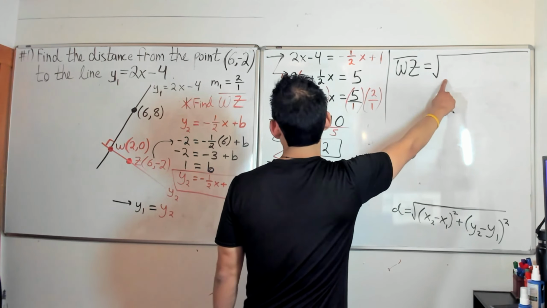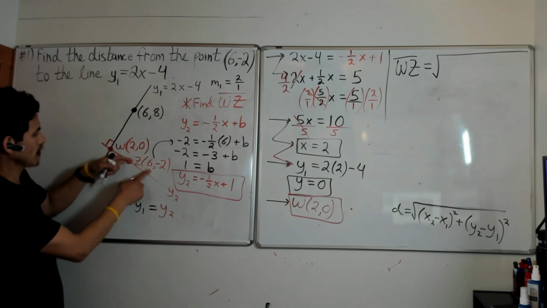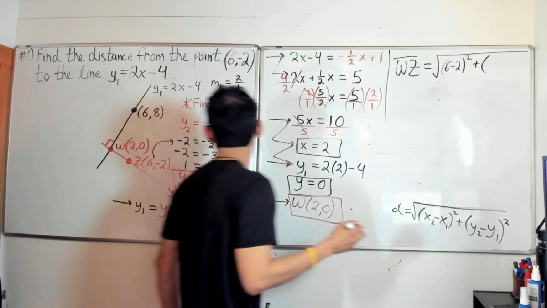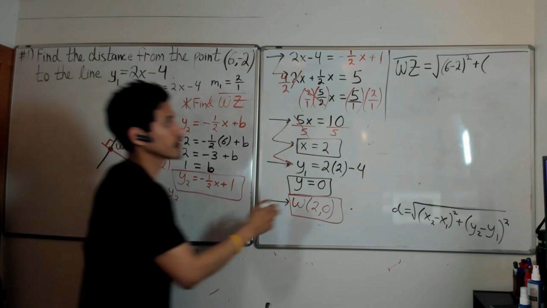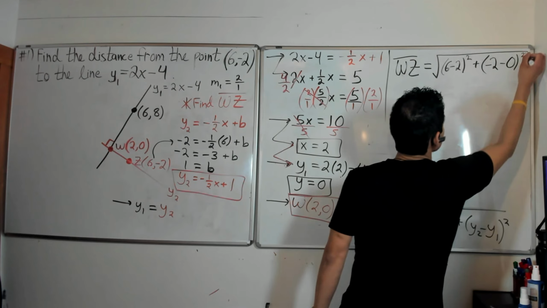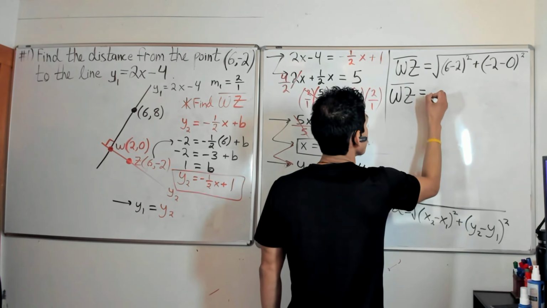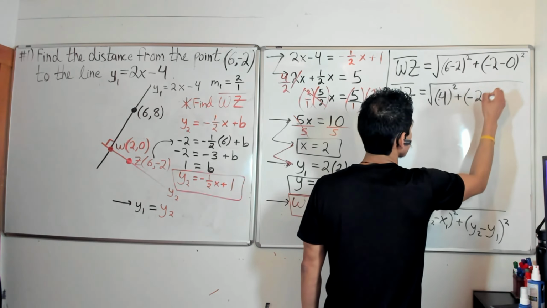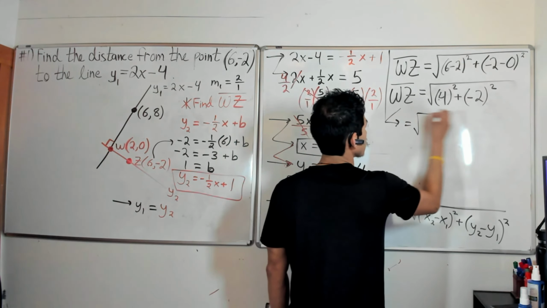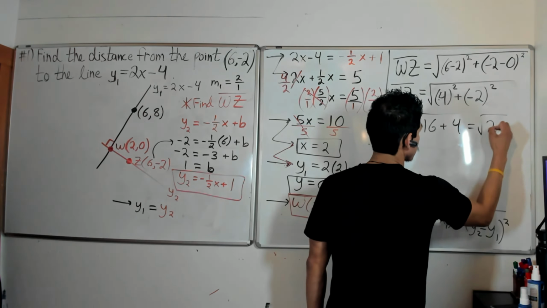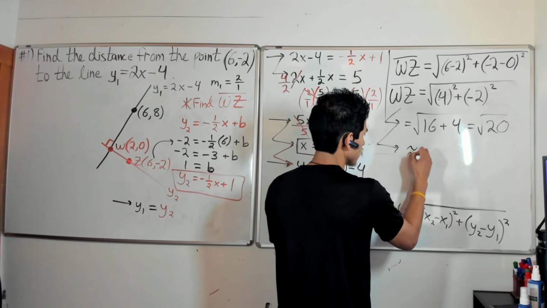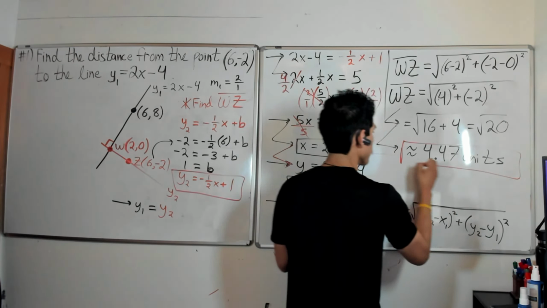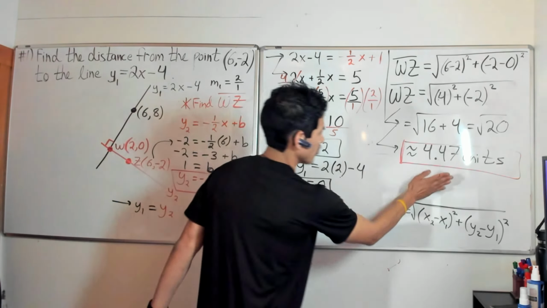So then we just pick x2 minus x1. So then we can go 6 minus 2, squared, plus negative 2 minus 0, squared. 6 minus 2 gives you 4 squared, plus a negative 2 squared, which will give you 16 plus 4, or the square root of 20, which will then be about 4.47 units. Simple. All right, so there you go.